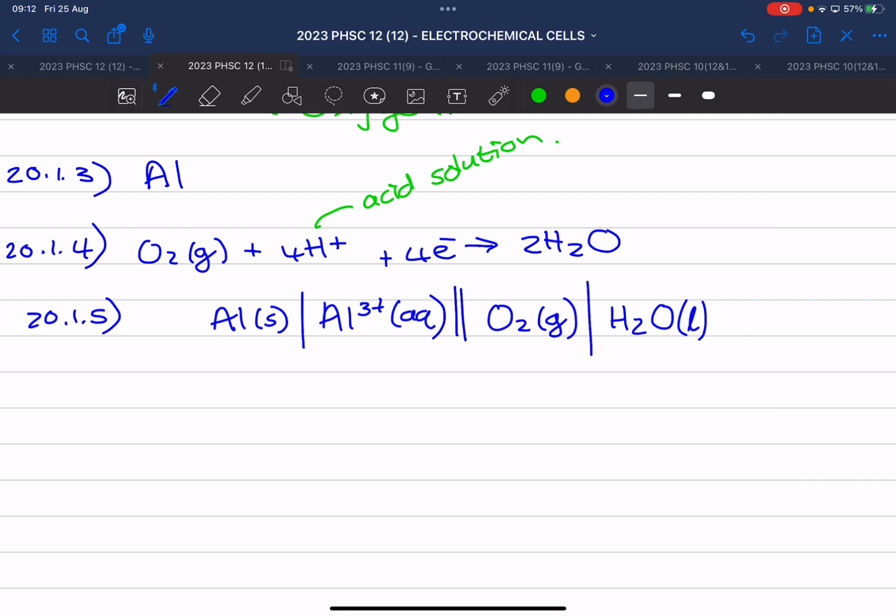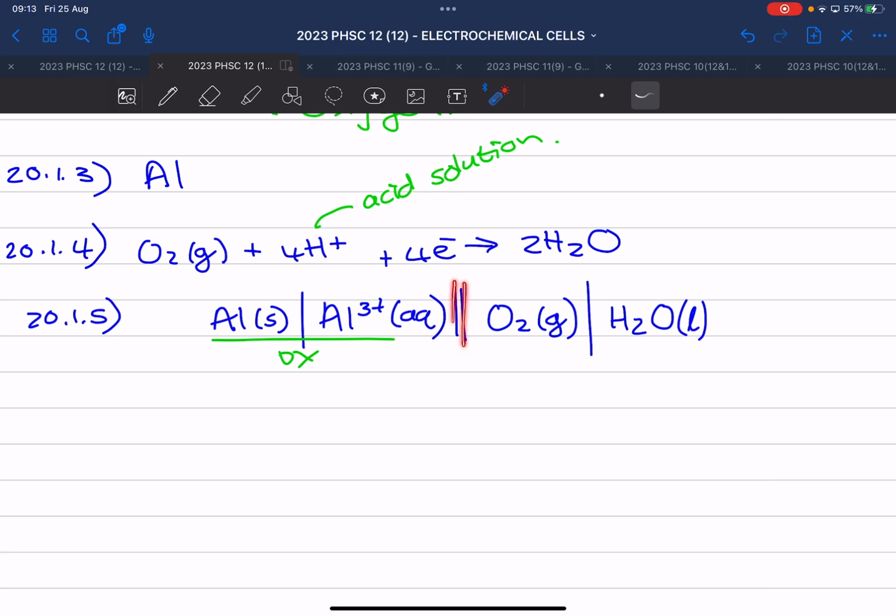Yes, Jabu. Okay, no wait. You did the net cell reaction. That's not what we want. We want the cell notation. Cell notation is the name of the cell. So you start with the oxidation half reaction this side. So aluminium went to aluminium ion. Aluminium is a solid, so it can be its own electrode.